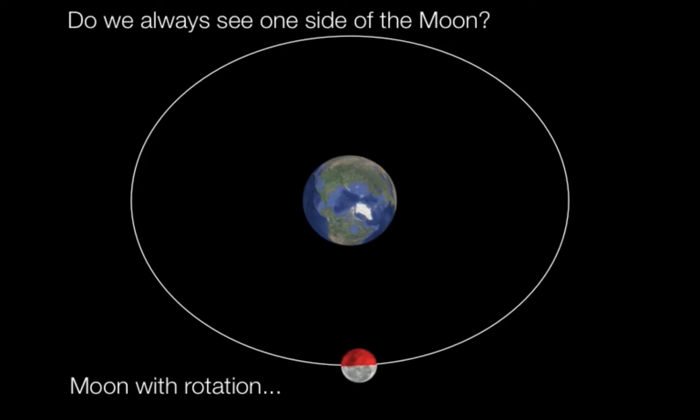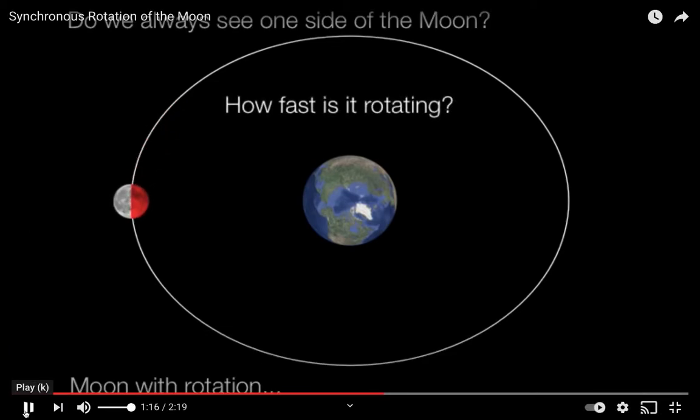So now it's turned a quarter. Now it's rotated half. It's turned three quarters. And there's your full rotation. So when the moon only turns once in the time it goes around the Earth, then this red bit is always facing the Earth, and that's why it looks as if it doesn't turn, and that's why we only see one side of the moon.